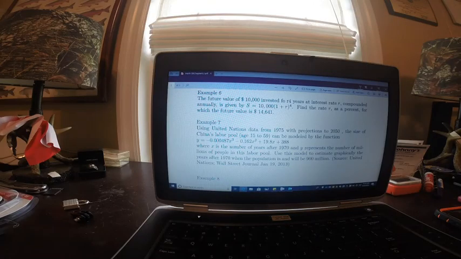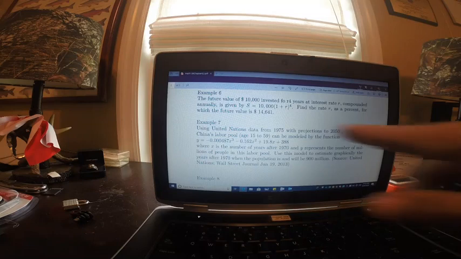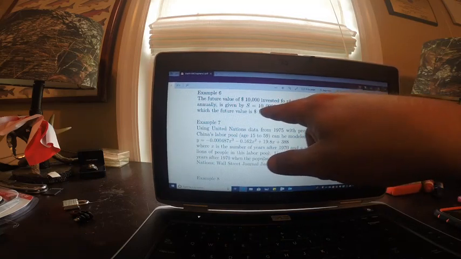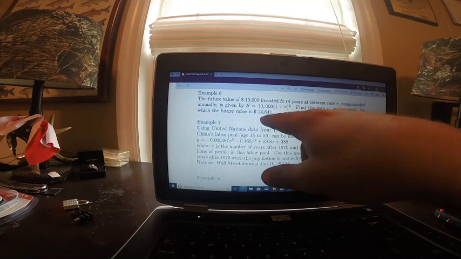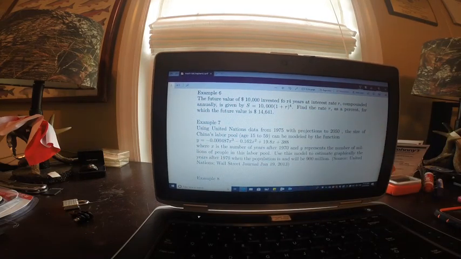Example 6 says the future value of $10,000 invested for 4 years at an interest rate R compounded annually is given by S equals 10,000 times 1 plus R to the fourth. Find the rate R as a percent for the future value, that is $14,641. Okay, so what we need here, we need to take this function here, right? Okay, it's already giving you the function, which is really nice. We're going to take this function, we need to essentially set it equal to this 14,641.